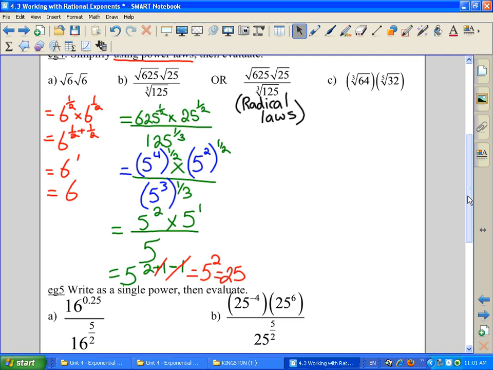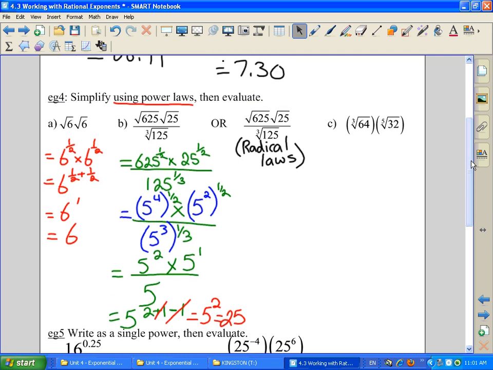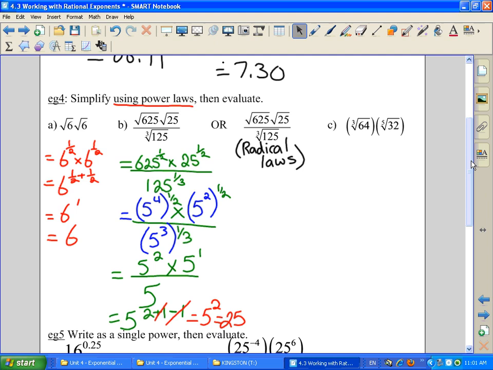Now, ladies and gentlemen, if it just said on your test to evaluate and didn't include that you had to use the power laws, here's a different way you could solve it, and this is using radical laws. So we're going to take a look at the same expression, and I'm going to show you how easy this can be.